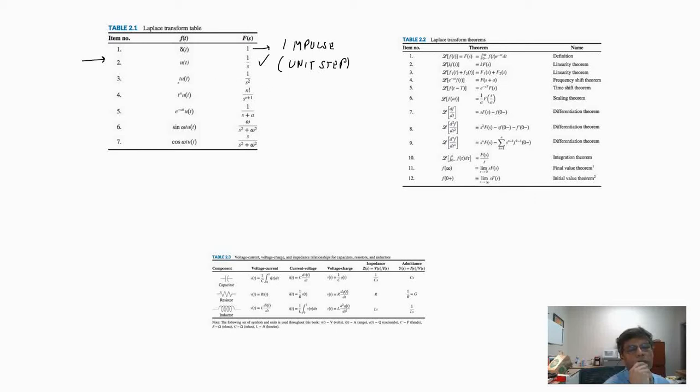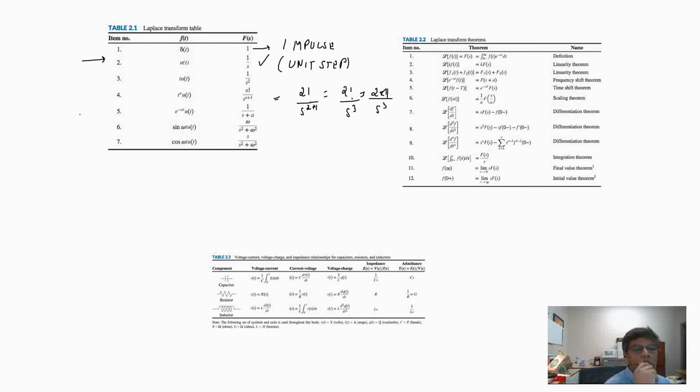The Laplace transform of t u of t is 1 over s squared, keeping in mind u of t is a unit step function. In the same way, if you have t to the power of n, let's say n was equal to 2, this will become 2 factorial over s to the power of 2 plus 1, so 2 factorial over s cubed. And I think you remember this: 2 factorial is 2 times 1, so 2 times 1 divided by s cubed.